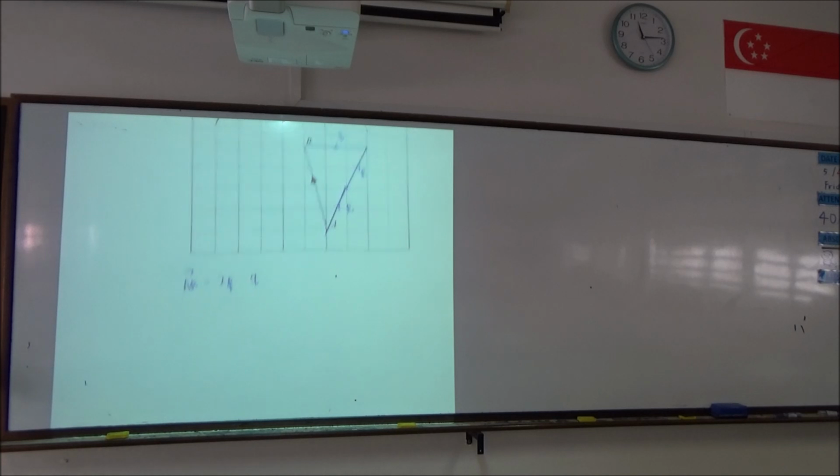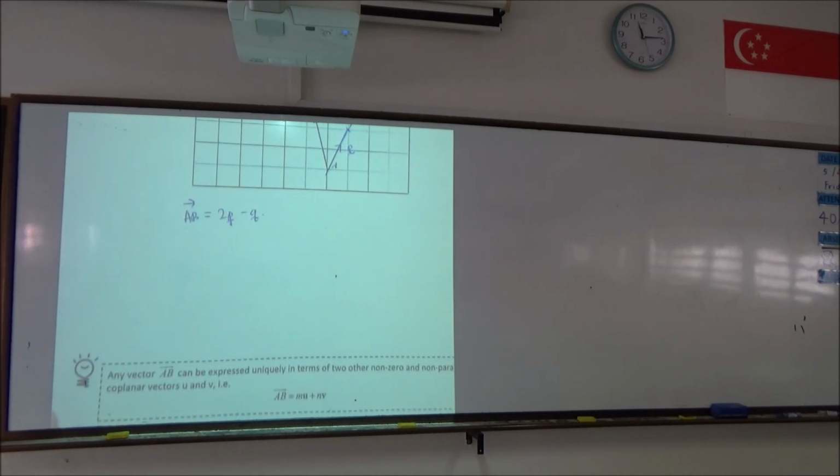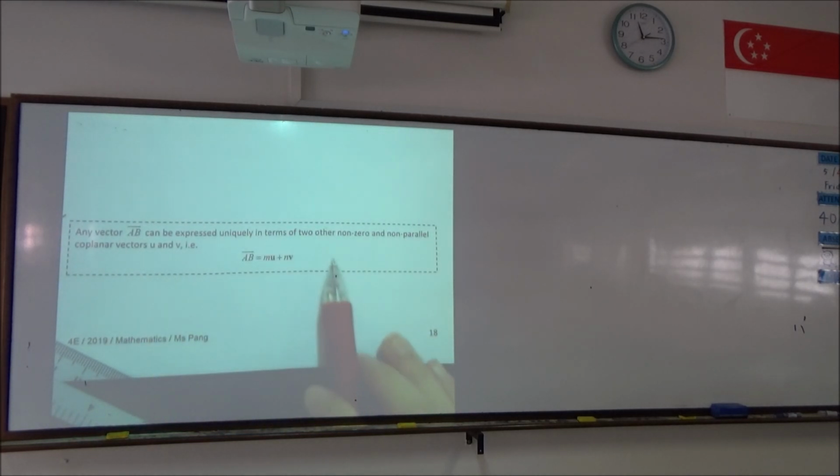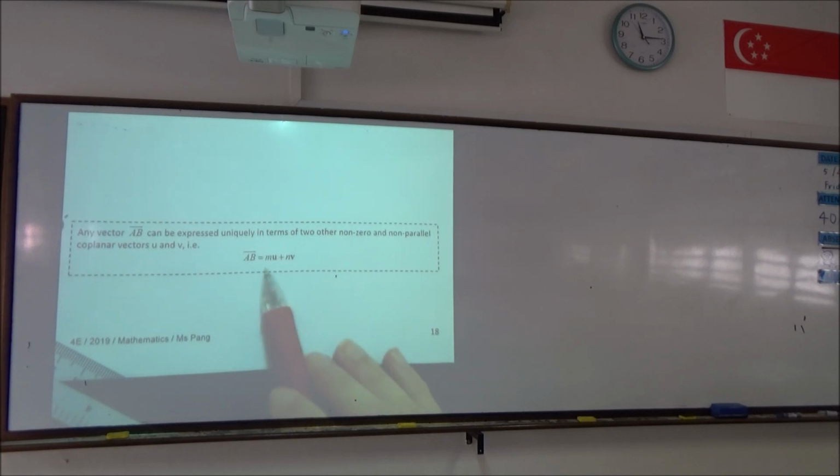What I'm trying to say in this section is that for any vector that you're given, you can express it uniquely in terms of two other non-zero, non-parallel, coplanar vectors. Basically it can be expressed as two other vectors. There can be many different scalar multiples for that particular vector, and then the addition or subtraction of it will give you the vector AB. And that combination itself is something unique.